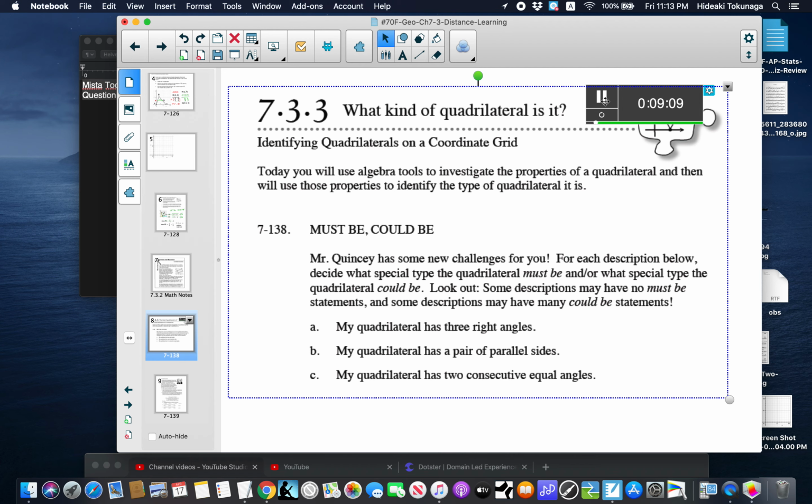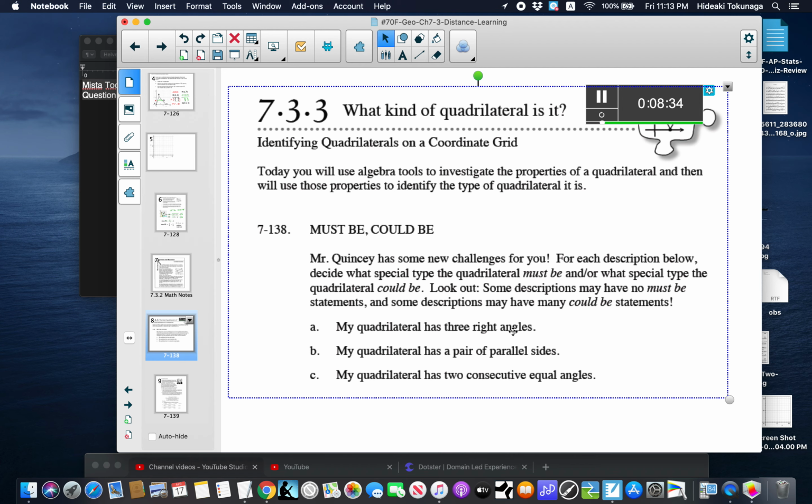My quadrilateral has 3 right angles, so 90 plus 90 plus 90, so the leftover is 90. Okay, there must be, so there must be a rectangle. So should I write it down, or maybe you can just write it down? So the first one must be is 4 right angles.